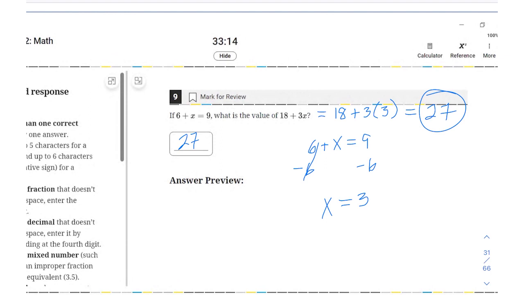Now, if you happen to see this in a different way, then that's great, because you could also potentially recognize that 18 plus 3x is actually 3 times as much as 6 plus x. So that's going to be tripling the 6 and tripling the x, which means that if that's equal to 9, you would also triple the 9 and get 27 that way.